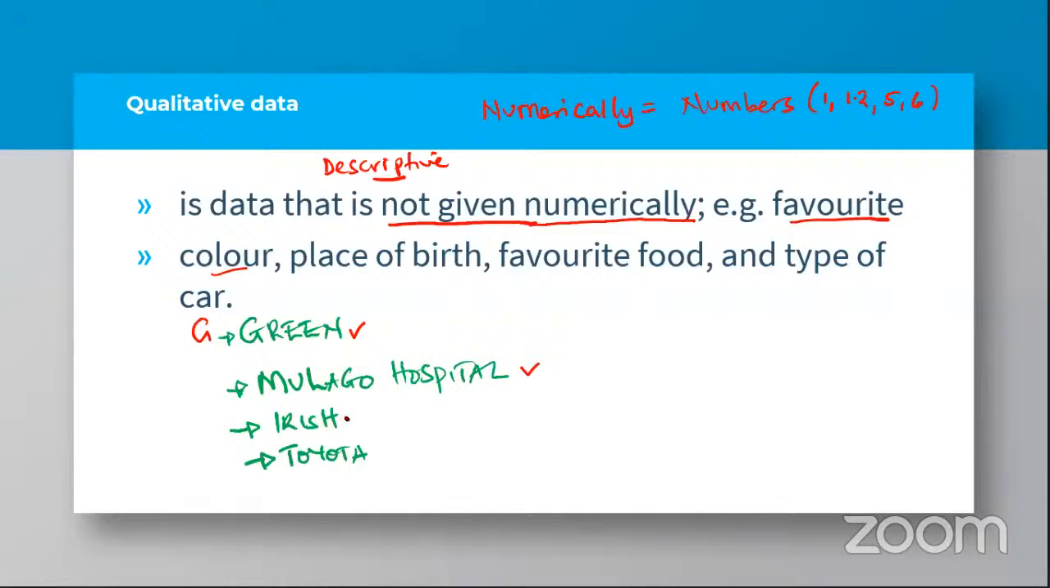So you just tell, oh, your favorite food is Irish. The car you want is Toyota. That is all that you want. So when you talk about qualitative data, that is how we are looking at it. So when they tell you to go out in the field to look for qualitative data, we don't have numbers there. When they tell you to give examples of qualitative data at your home, it means we are not going to get any numbers there. We're just going to get descriptions of some things.